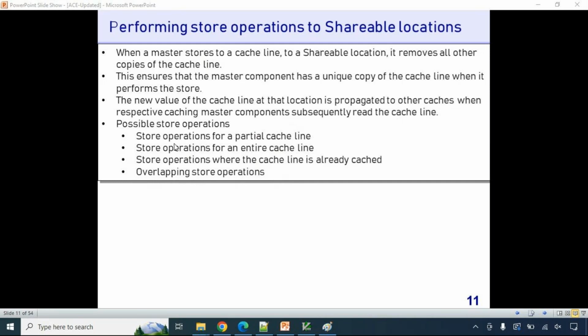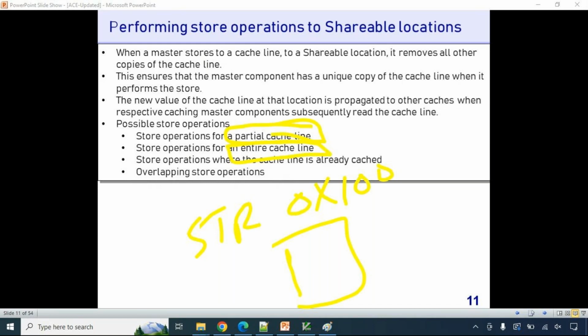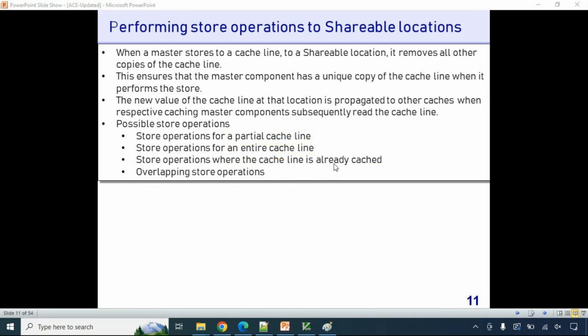So there are four possible combinations. Store operations for a partial cache line, I mean, only part of the cache line you want to store. Store operations for the entire cache line. See, generally what might happen? My processor store operation, I may do only to a specific location 100, right? I won't be doing it to the entire cache line. So that is the partial cache line. One is the entire cache line. Then, store operations where the cache line is already cached. That element already exists and you want to update it. Next is the overlapping store operation. So in the following sessions we'll talk about all these combinations of the store operations for shareable locations.